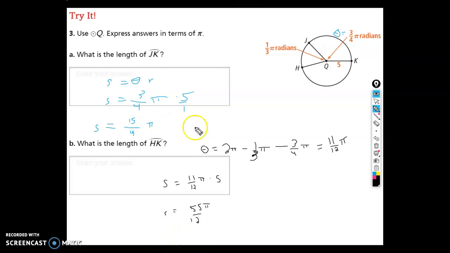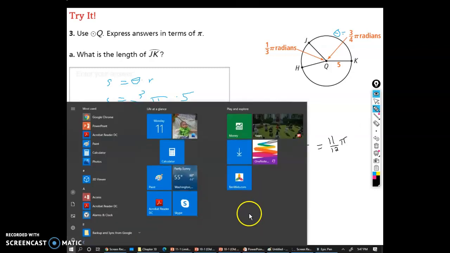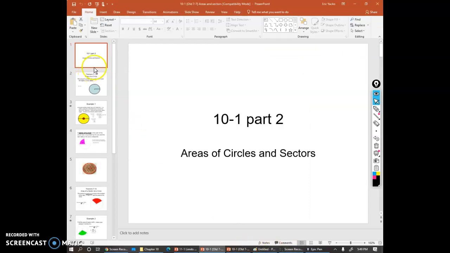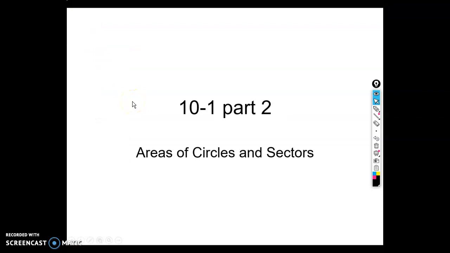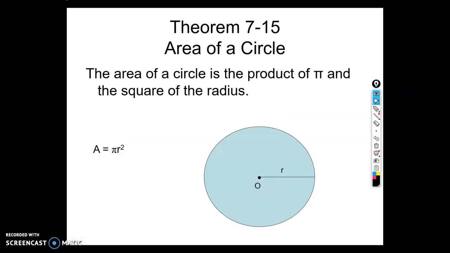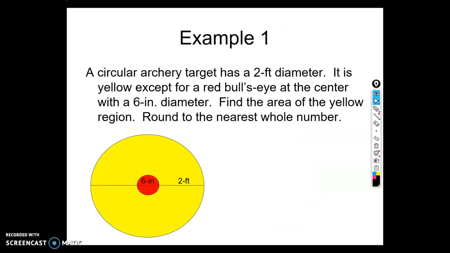Let's talk about area. We're done talking about length. Now we're going inside the circle, back to talk about area, and sectors, which are parts of area. Here is the formula for area of a circle: π times the radius squared. You've probably seen this before.